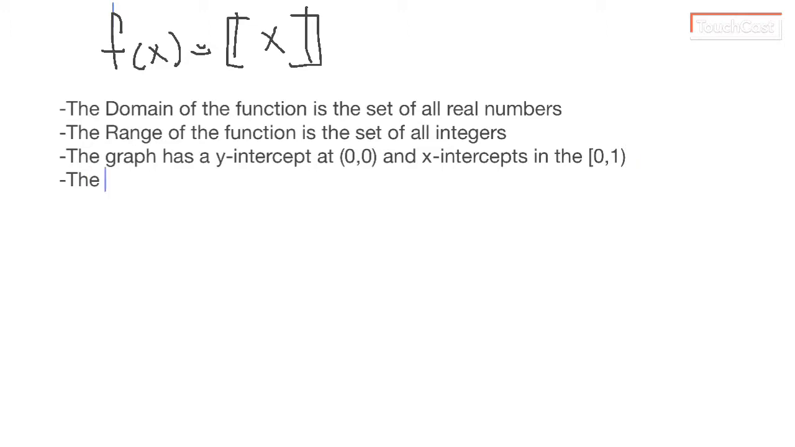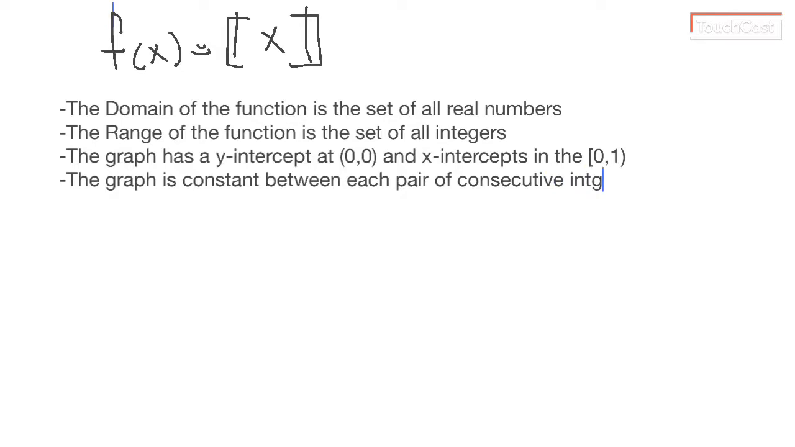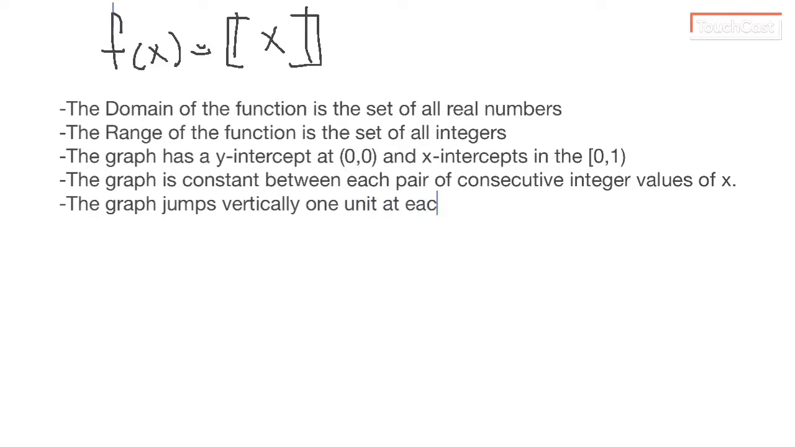Another characteristic is the graph is constant between each pair of consecutive integer values of x. And the last characteristic I need you to know is that the graph jumps vertically 1 unit at each integer value of x.